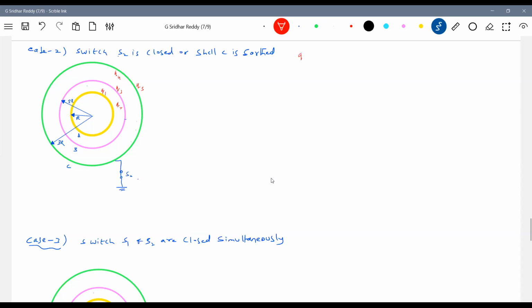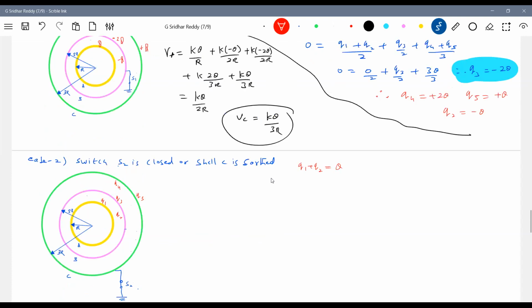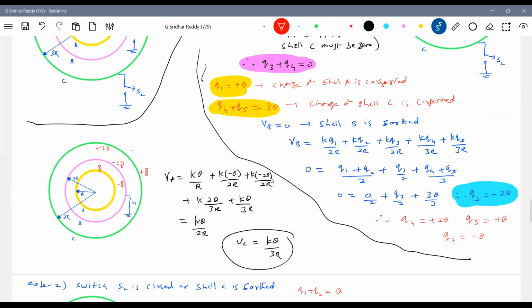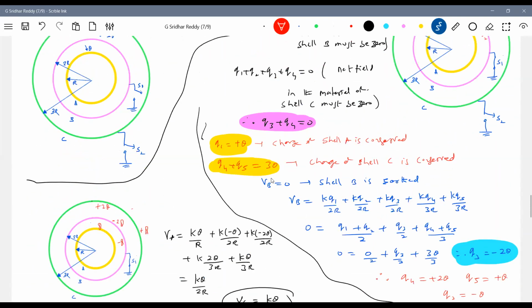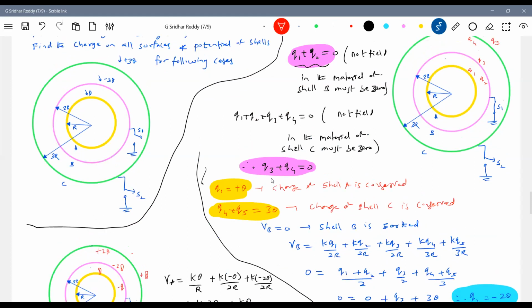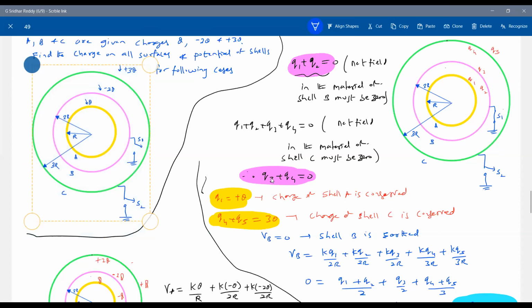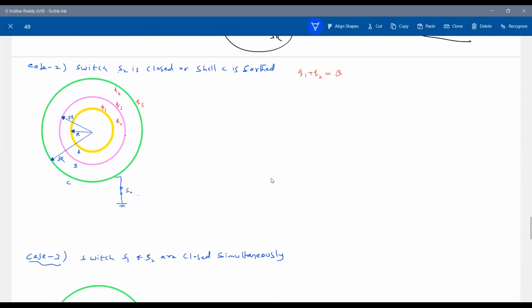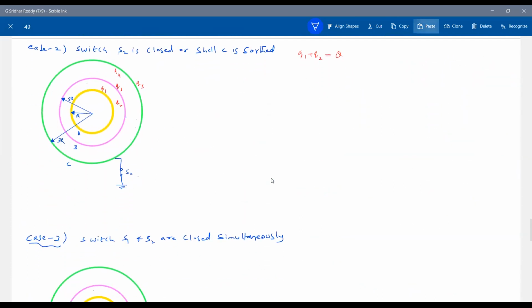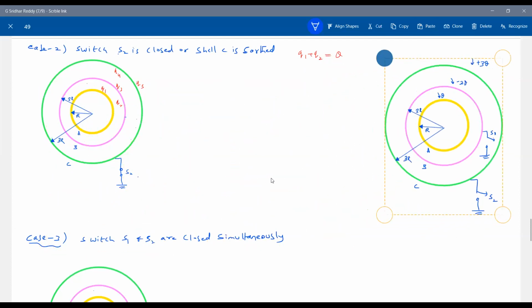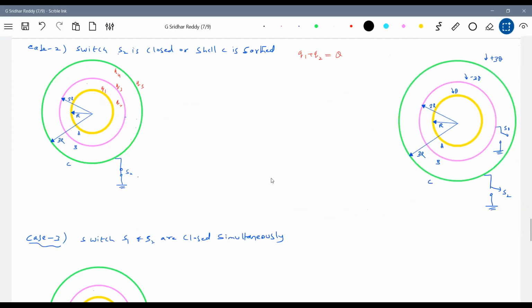What we can write: Q1 plus Q2 should be equal to Q. What was the charge given? I think I need this diagram. Then we'll delete it. Copy. Okay, we'll keep this diagram in mind.